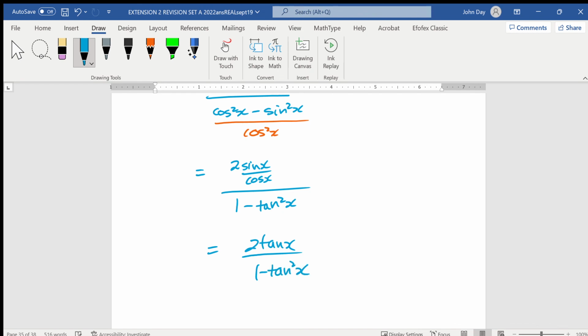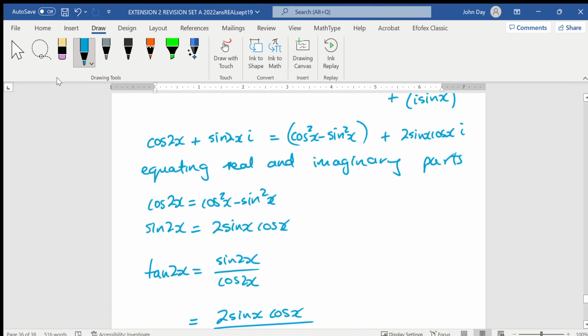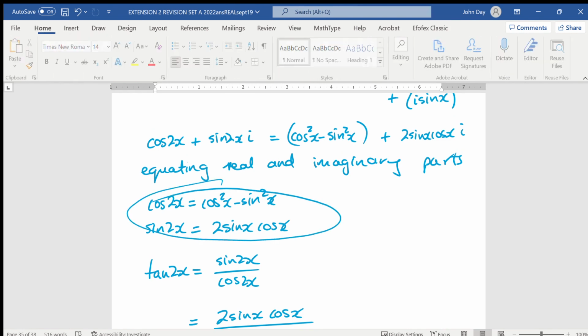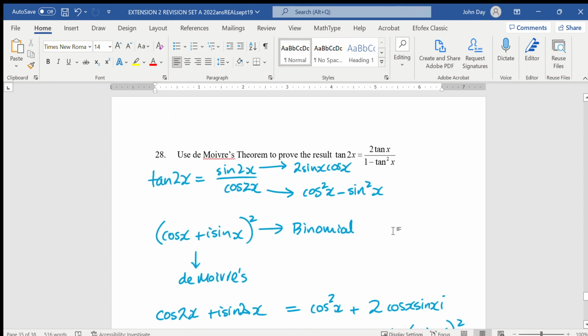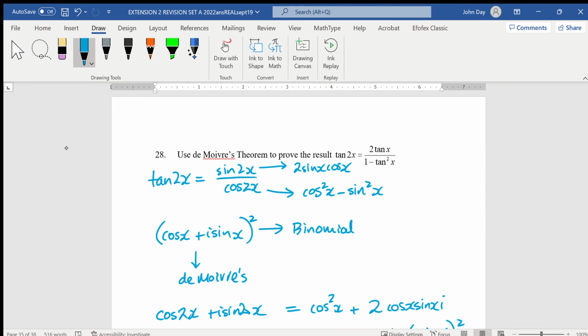So I think that's what they were after. They were after us to get those identities there from equating the real and imaginary parts using De Moivre's theorem. And I could see my way ahead from previous knowledge that I was going to have to use those things to work it through.